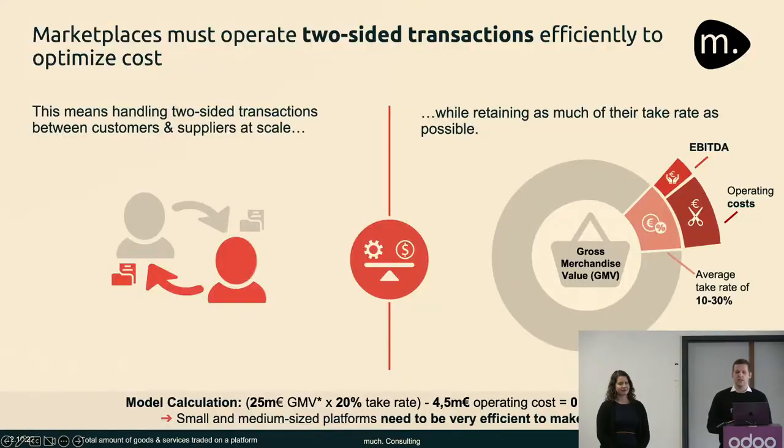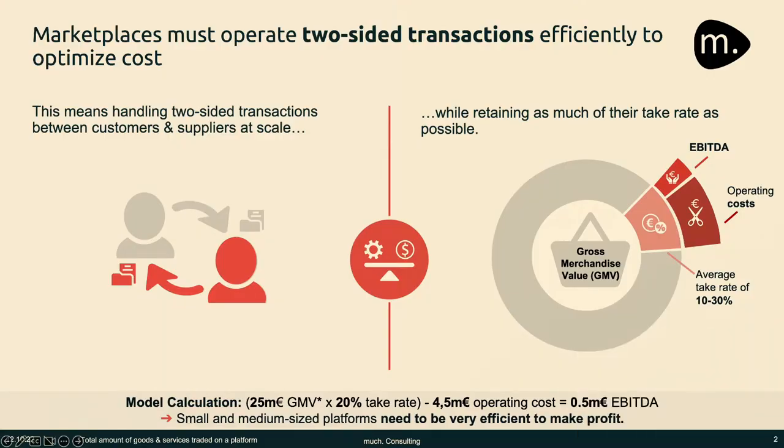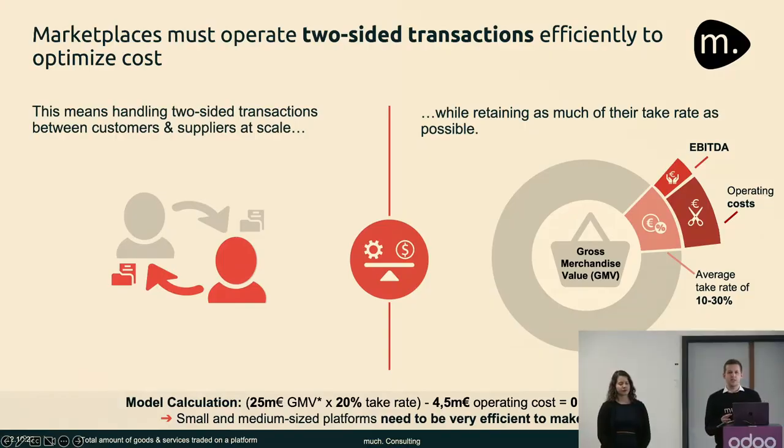Okay, so let's first have a very quick look into the business model of a marketplace or a platform. As you know, the marketplace provider, in this case Miomente, is not directly selling goods. They're basically just reselling for their partners. And in this case, it's really important to handle your two-sided transactions very efficiently. In most businesses, you sell with a lot of sale orders, and then you have a few suppliers that you get your material from or where you buy services.